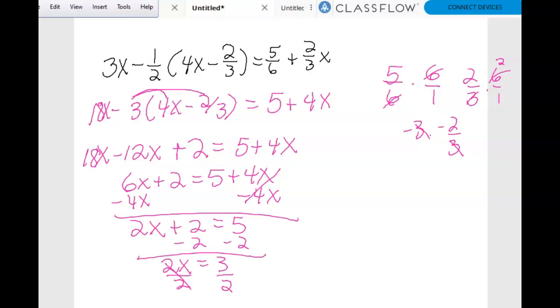Common denominator, you cannot multiply inside the parentheses. After you get rid of the fraction, then you can distribute.